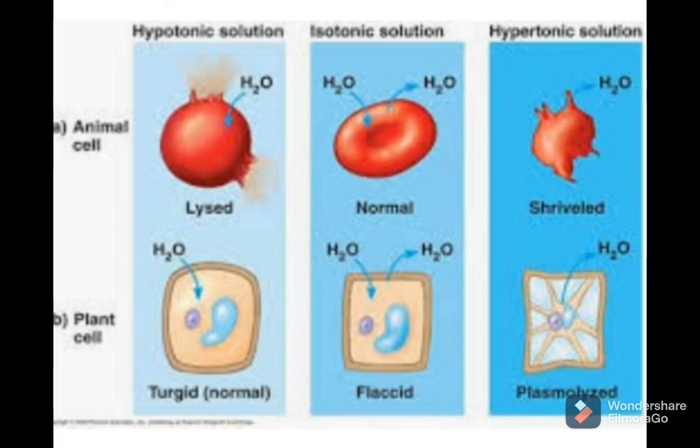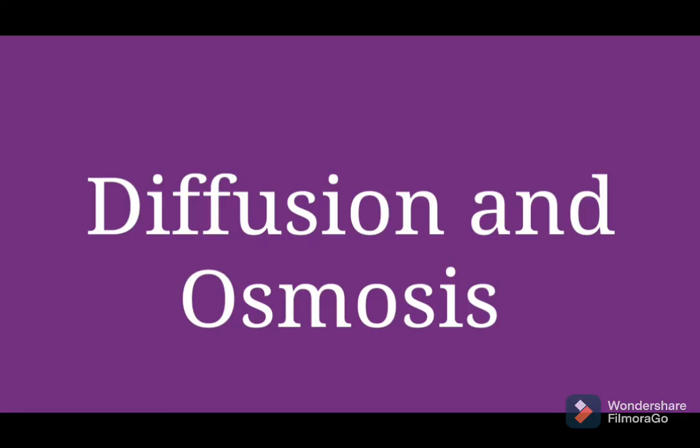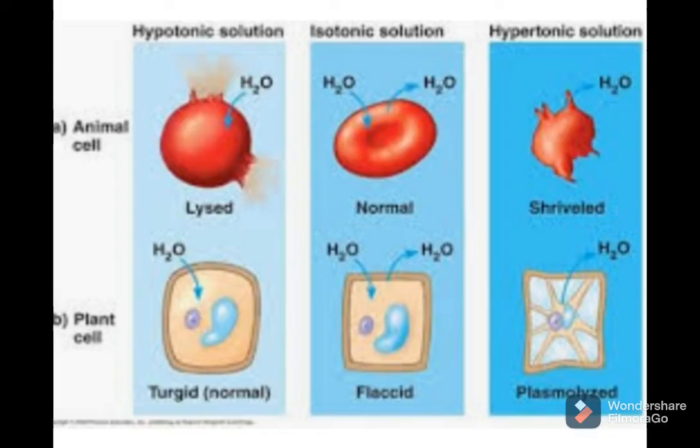I will repeat all the points in short. What is diffusion? Diffusion is the spontaneous movement of a substance, which may be solid, liquid or gas, from a region of higher concentration to a region of lower concentration. Osmosis is the movement of only water molecules from a region of higher concentration to a region of lower concentration through a semi-permeable membrane. Three types of solutions are there: hypotonic, isotonic and hypertonic.